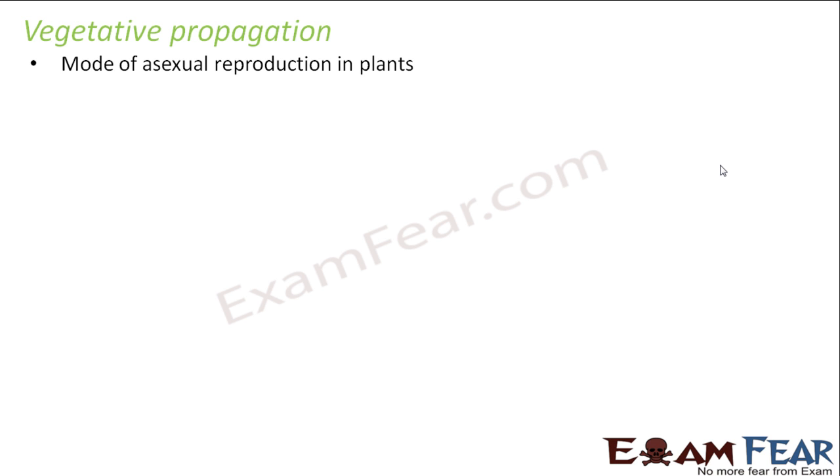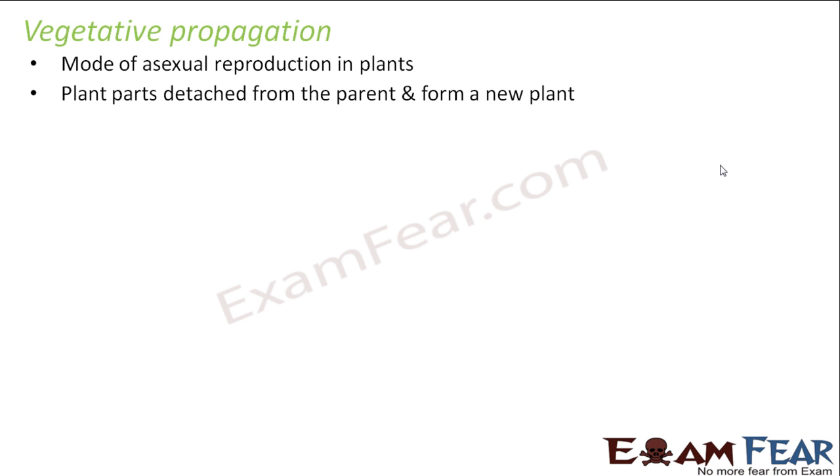So let us now look at the last type of asexual reproduction, that is vegetative propagation. The word vegetative is related to the word vegetable. So that means it looks like vegetative propagation is something which is common in plants, right? So let us see what it is. It is a mode of asexual reproduction in plants. In fact, we can say that it is the simplest mode of reproduction in plants, because in plants, sexual reproduction is also seen, and sexual reproduction in plants is a little complex. It is not that simple, right?